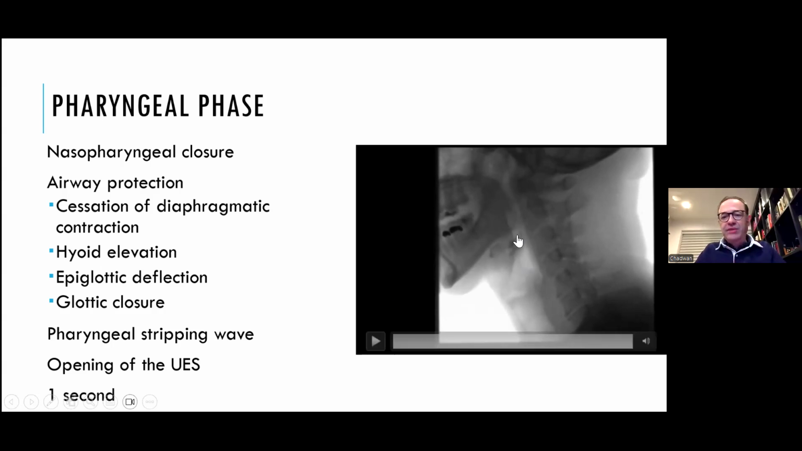Then you will have the bolus propulsion down, and then the pharyngeal stripping waves. We call them peristalsis in the esophagus; in the pharynx, they're mostly referred to as a stripping wave. You will see that graduated squeeze start from the upper pharyngeal constrictor and go all the way down. Again, you can look at that when I play the video one more time.